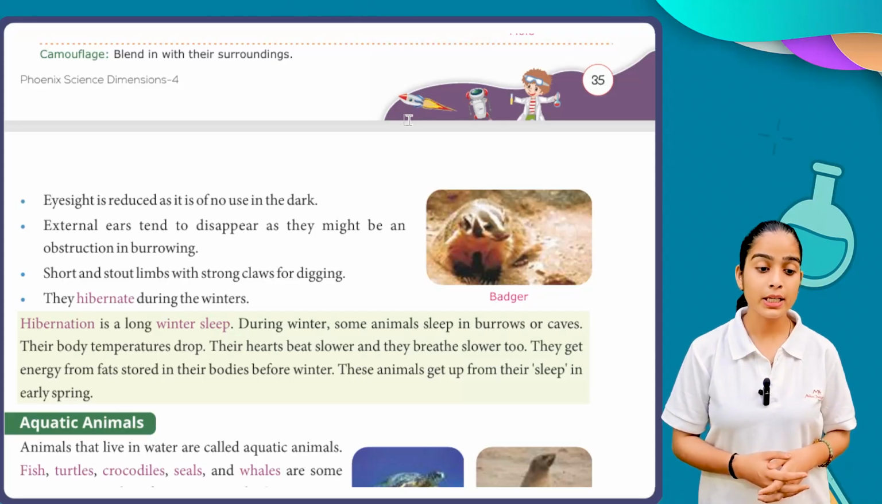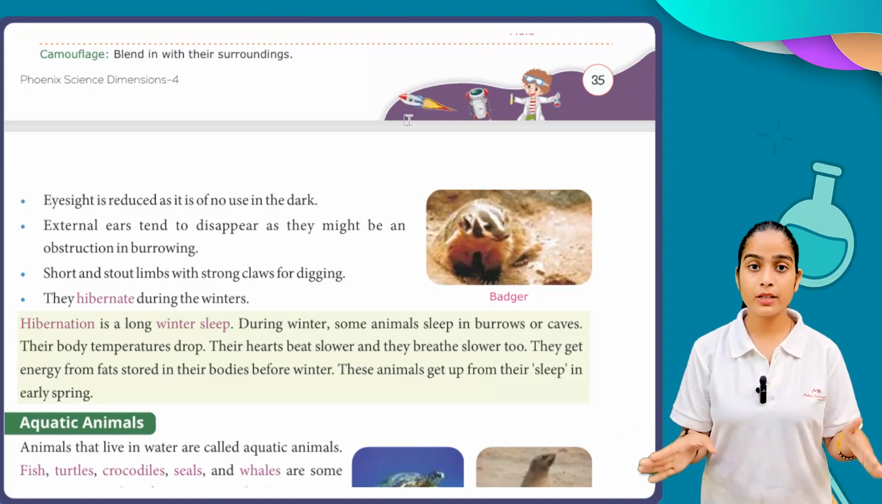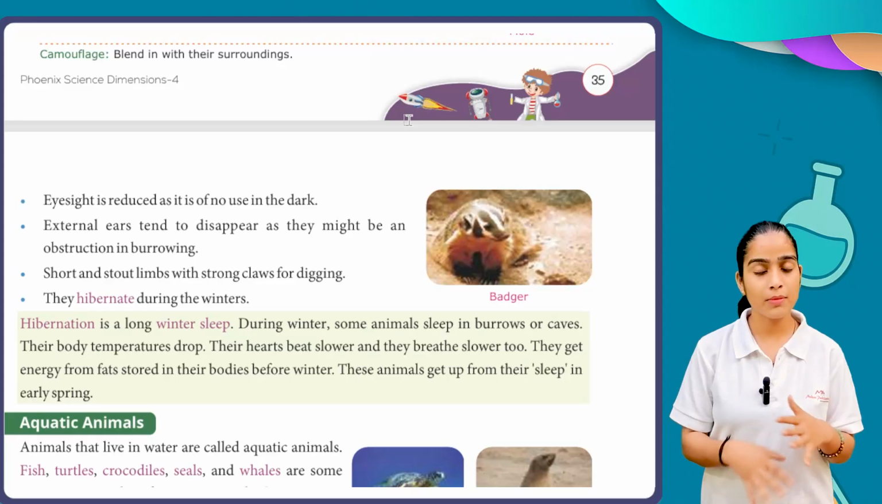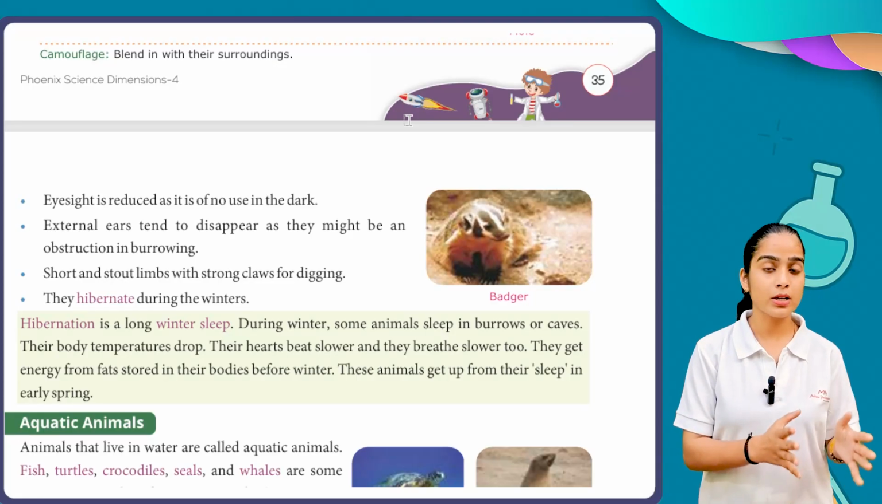They hibernate during the winters. Hibernate means they just disappear in winter for the winter duration. How long do we have winters? So they just disappear and settle down in their burrows.